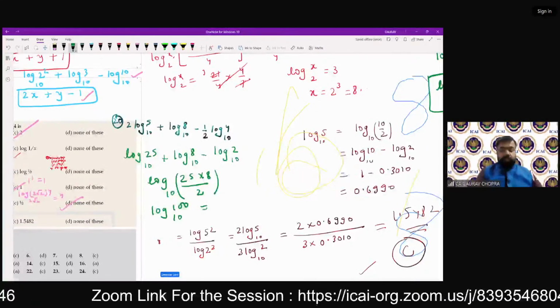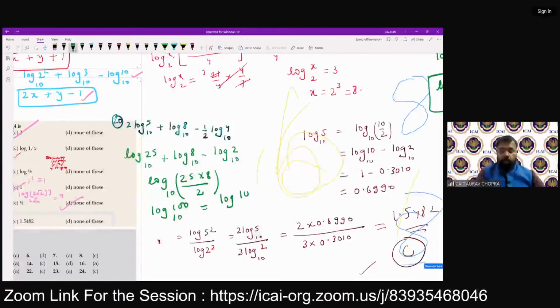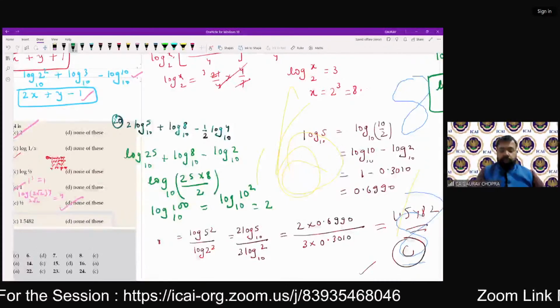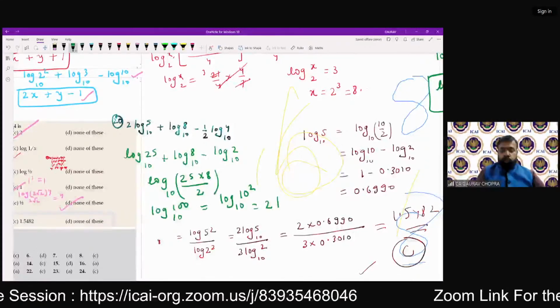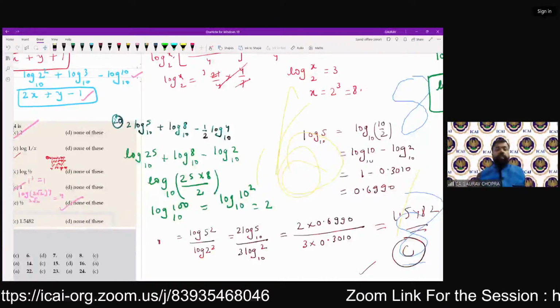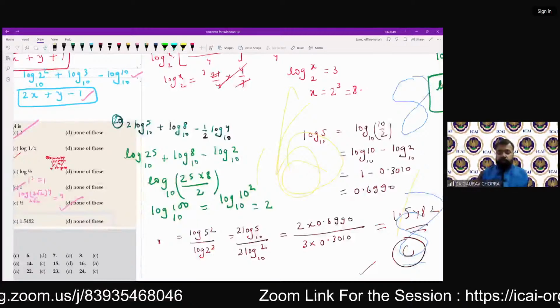100 can be written as 10 square. So log of 10 square base 10. So your final result will be 2. So 2 will come forward. Log 10 base 10 is 1. Therefore, 2 is your final answer.